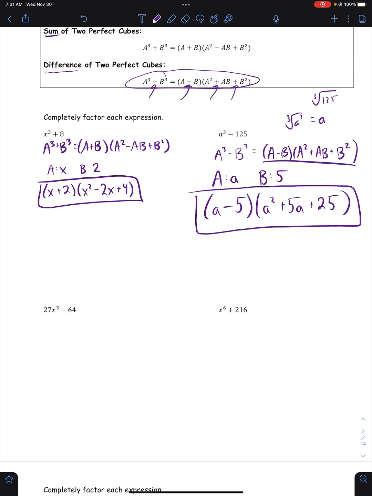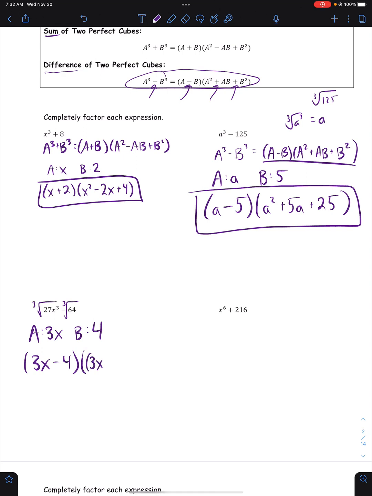So for these two, you're doing the same exact thing. If I want to find what A is going to be, and what B is going to be, I just take the cube root of 27x to the third and the cube root of 64. So B should be 4 and A should be 3x. So when I plug that into our equation, we're using the difference of two perfect cubes. We should get 3x, keep the same sign, minus 4. And then A squared, which would be 3x squared.